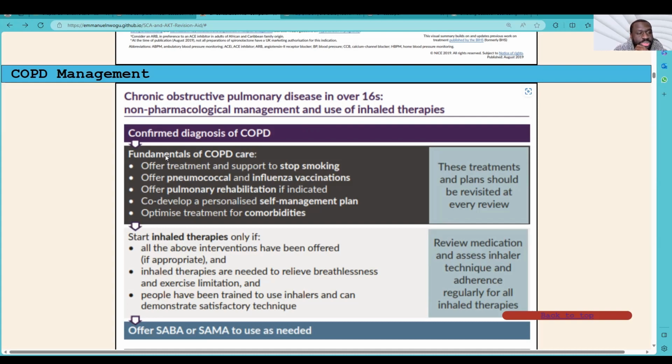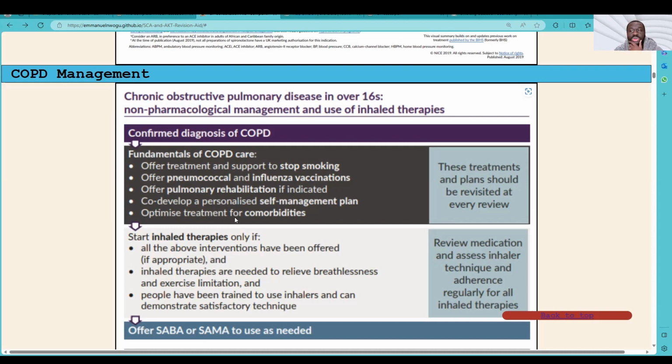Confirmed diagnosis of COPD. The fundamentals of COPD care: offer treatment and support to stop smoking, offer pneumococcal and influenza vaccinations. Usually the pneumococcal vaccine is a one-off vaccine, the influenza vaccine is an annual flu vaccine every year. Offer pulmonary rehabilitation if indicated. Co-develop a personalized self-management plan. So there's an asthma action plan. You can also have a COPD self-management plan, an action plan.